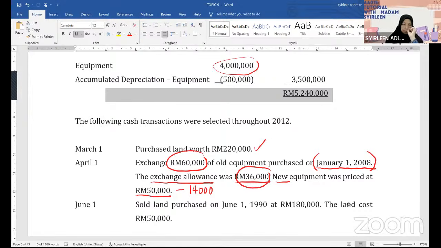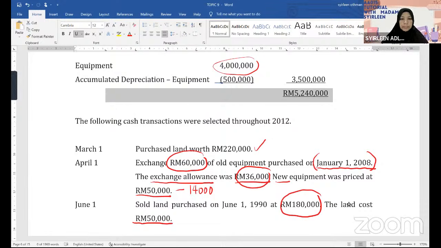Alright? Okay. And then on June 1st, kita jual tanah. Okay, tanah tu dibeli pada 1 hari bulan Jun 1990 pada harga 180,000. Okay. Yang ini ialah harga asal tanah tadi. The cost, the historical cost for the land. Okay. So you beli pada harga 50,000. So bila saya nak jual tanah nanti, so saya akan tutup account untuk land tadi bernilai 50,000. Okay, and I sold it for the amount of 180,000, so I am getting cash of 180,000. So difference between these two value is actually my gain on disposal.